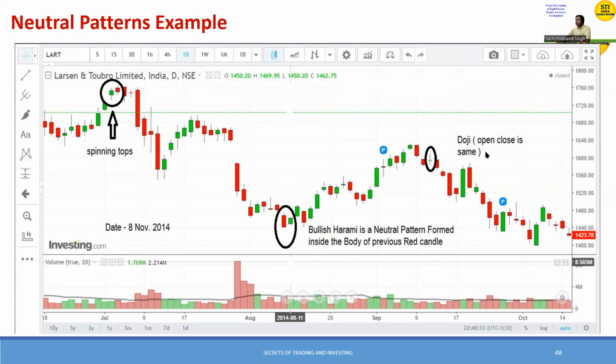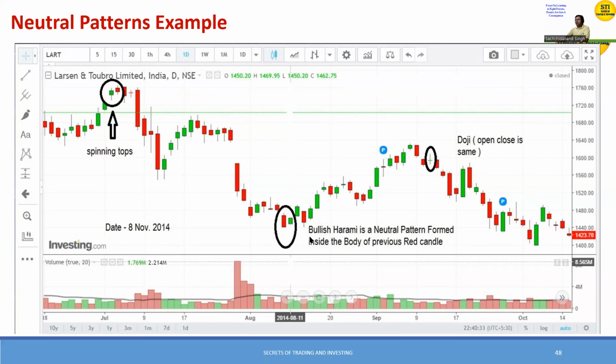Doji is a very thin body. That means wherever the market opens, it makes some high and some low, but at the end of the day or the end of the time frame, it closes almost at the same level. In the example, you see the very thin candle, it could be green or red, it doesn't matter. Even this example here is an example of doji. These are the neutral candlestick patterns, that means they are neither saying bullish nor bearish.